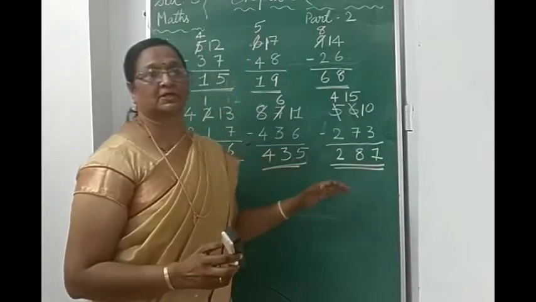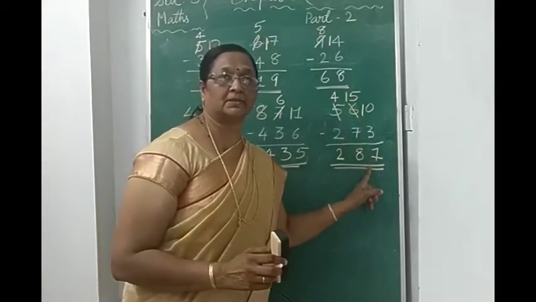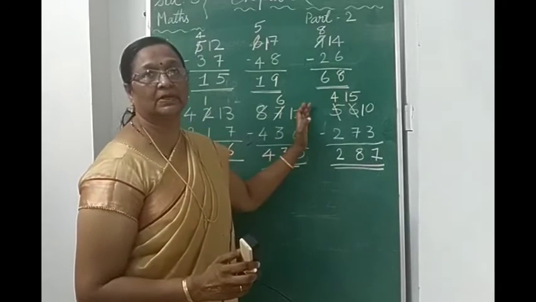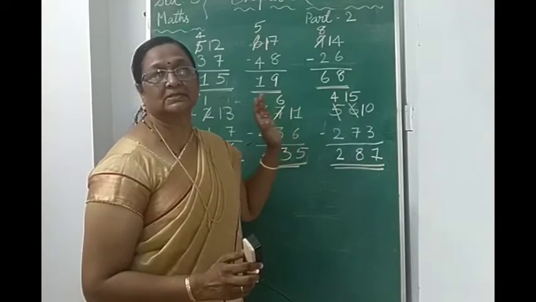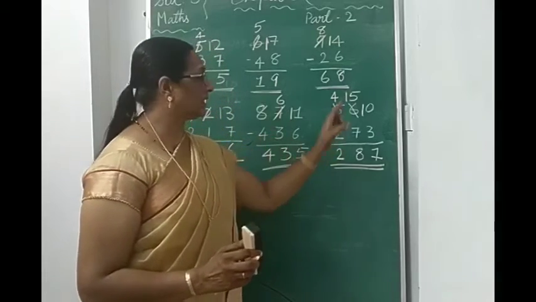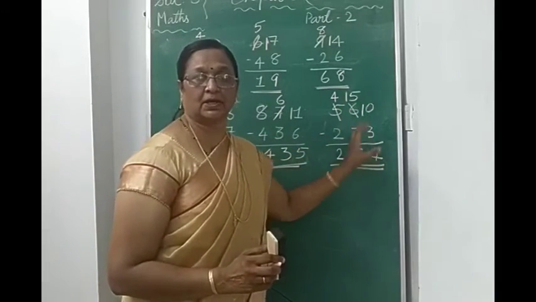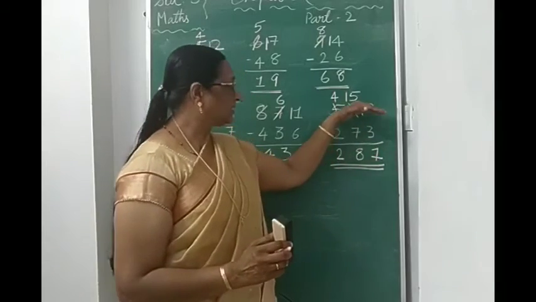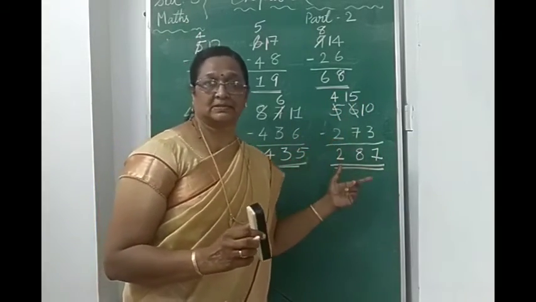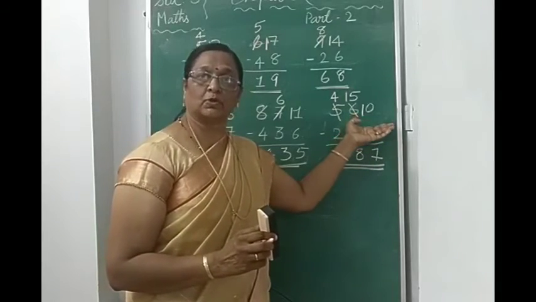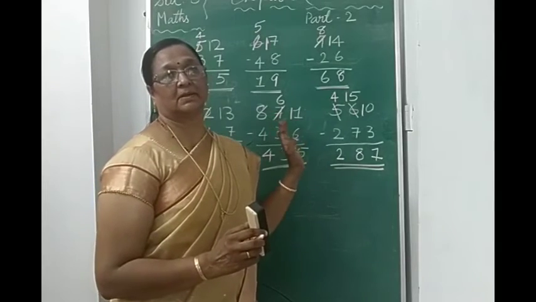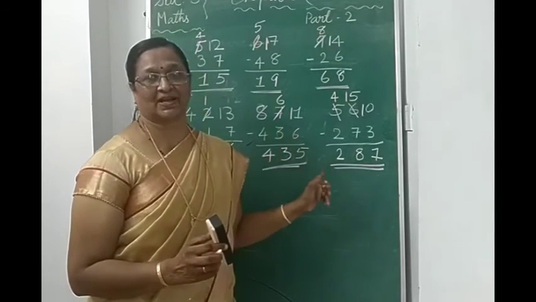So, before subtraction, what we have to do? We have to compare the digit. If it is a smaller digit, what we have to do? We have to borrow from the next number. Okay, the simple thing, that's all. There is no confusion at all. Only compare before subtracting. The first number should always be bigger than the second number. If it is going to be a smaller number, then we have to borrow from the next number, and then we have to subtract.